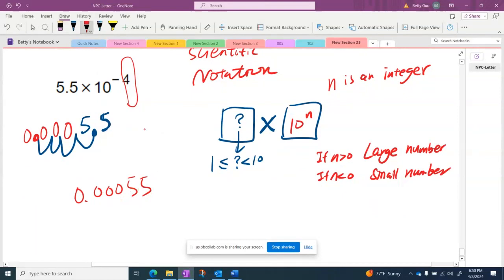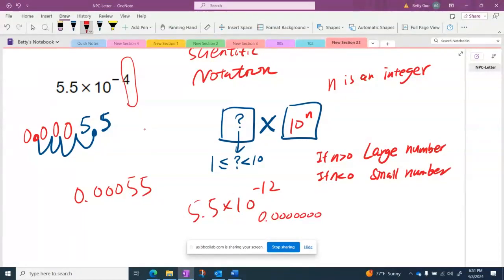But what if we have 5.5 times 10 to the power of -12? Then this number is going to be very, very tiny. It's going to be 0.0000000. How many zeros are we looking for? 11 zeros. 1, 2, 3, 4, 5, 6, 7, 8, 9, 10, 11. When we have to write a lot of zeros in a number, it's very easy to make a mistake.